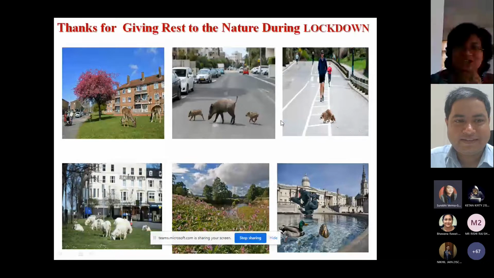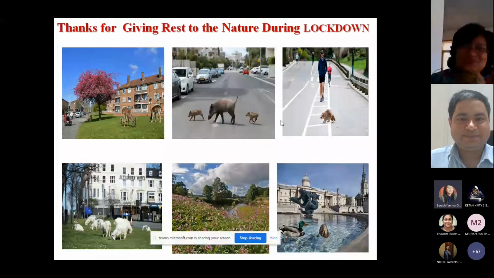And this is a small picture that nature is giving thanks to human beings at the time of lockdown, that you gave us the time to go freely and make vacations.